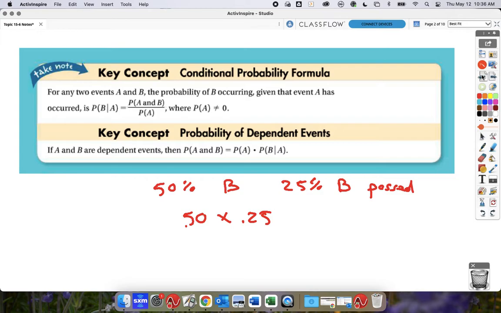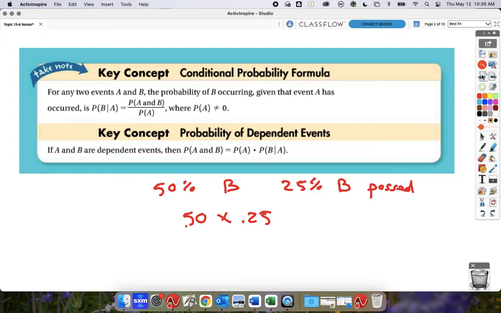Kind of. I'm trying to look back at the first one that we did, the first football example, soccer and golf. You think it's this one? I think so. For any two events, the probability of B occurring given that A has occurred. So what is the probability that you own a cat given that you own a dog? Or is it this one?